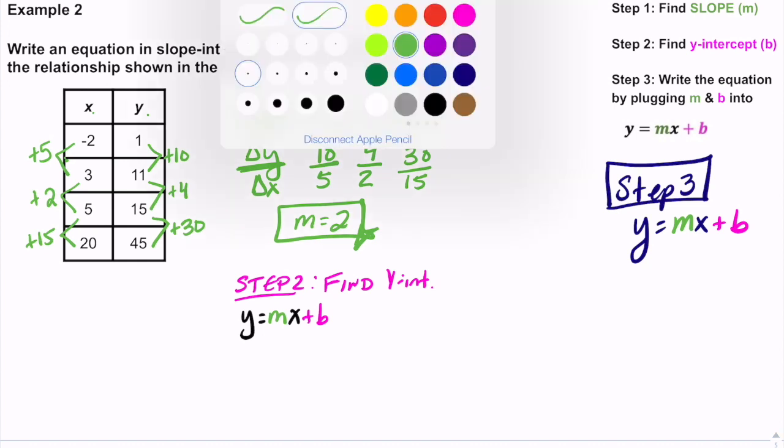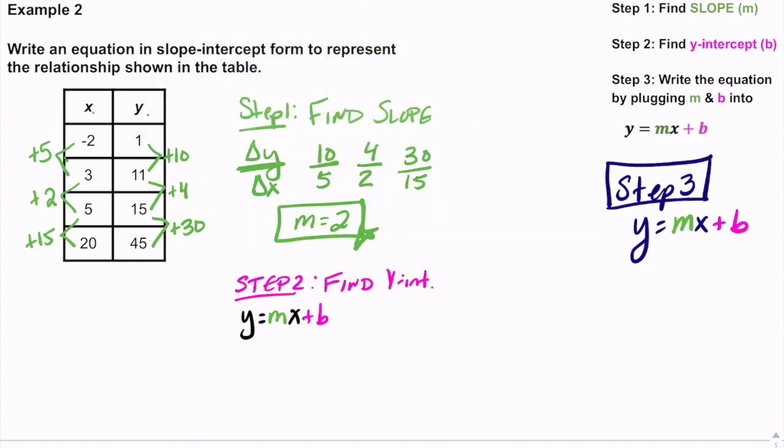Okay. Step 2, we want to find the y-intercept. So again, we need a point, and we need an xy, and we need our slope. Well, step 1, we found out that our slope was 2. And actually, for the xy, the ordered pair that we need, we have 4 choices. We could choose the point -2, 1. We could choose the point 3, 11. We could choose the point 5, 15. And we could choose the point 20, 45.